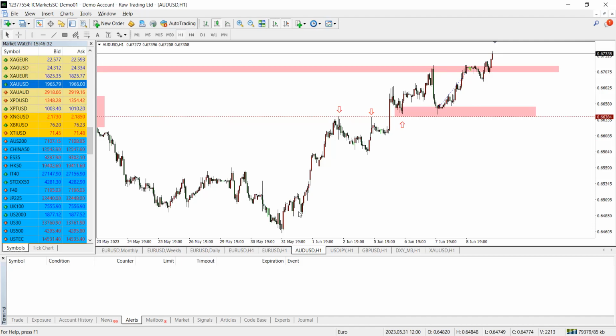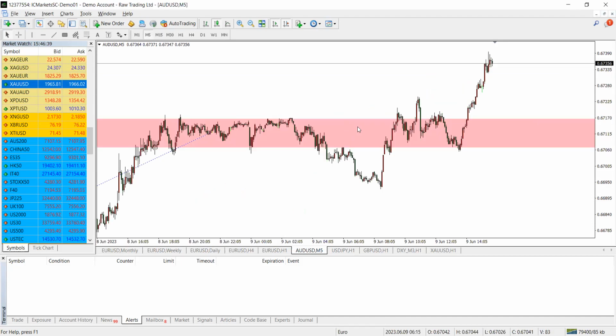Only if you want to be scalping, probably go to the 5 minutes time frame and then look for opportunities for it to retrace and then get an entry around here and then push it back up. So the choice is yours at the end of the day.